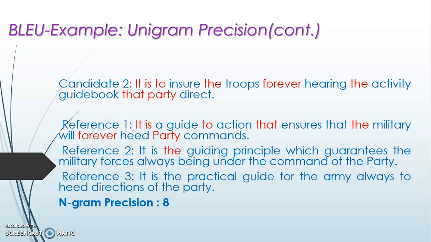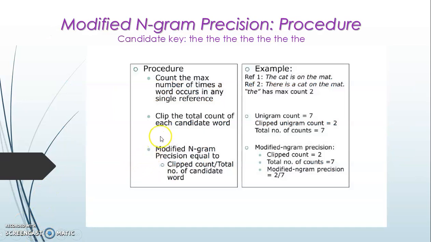In candidate 2, we see that there are far fewer matches than candidate 1 and the n-gram precision is 8. That is, only 8 words from candidate 2 are matched by the reference sentences. Now we see modified n-gram precision. The procedure is given here, and now we consider a candidate sentence as "the" 7 times. So we see there are 2 references provided here, that is, reference 1 is "the cat is on the mat" and reference 2 is "there is a cat on the mat."